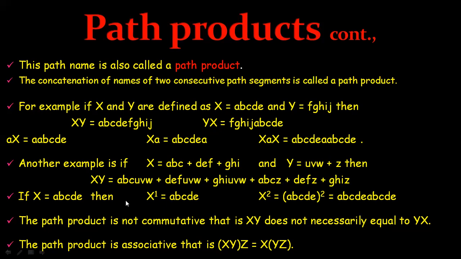If x is equal to ABCDE, then x power 1 will be ABCDE. Here x square is equal to x into x, so we have to write ABCDE, ABCDE.